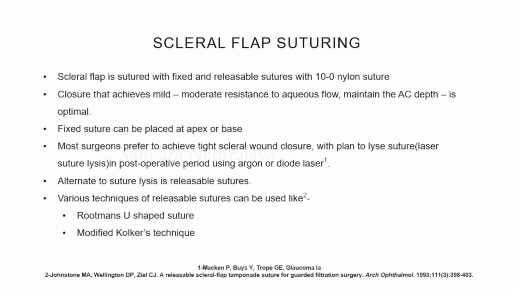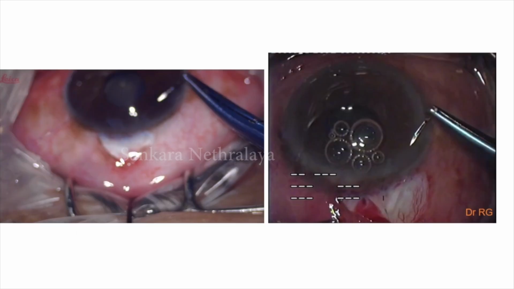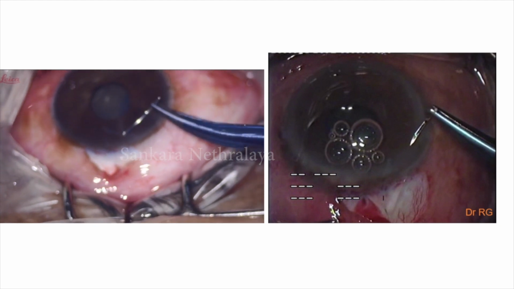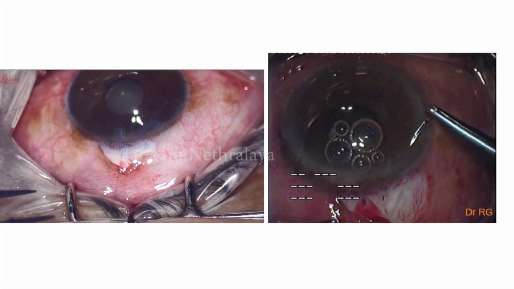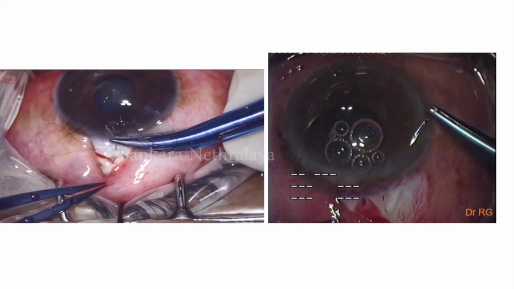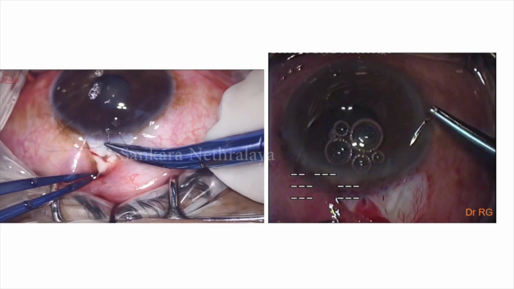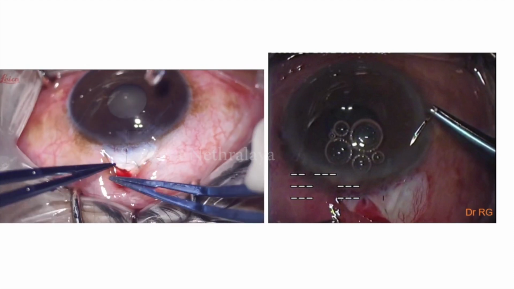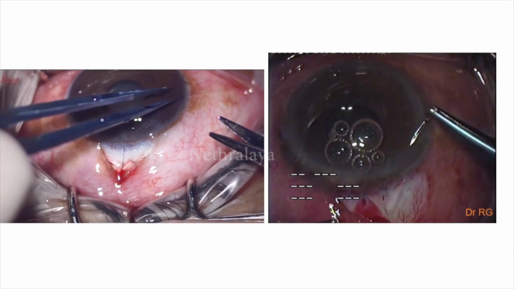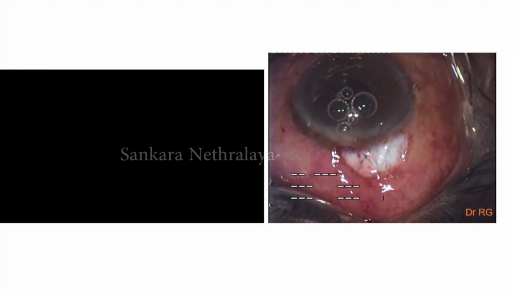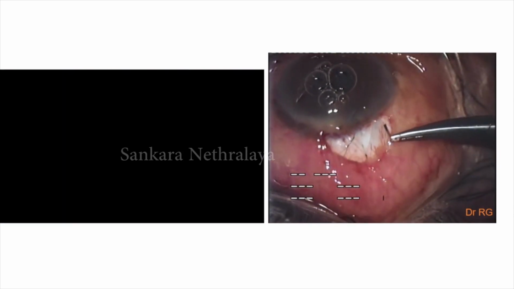An alternative to suture lysis is a releasable suture. Various techniques of releasable sutures can be used. Most commonly used is a modified Kolker's technique or Rootman's technique. In the video on the left, we are seeing a modified Kolker's technique of releasable sutures. And this is the Rootman's technique.